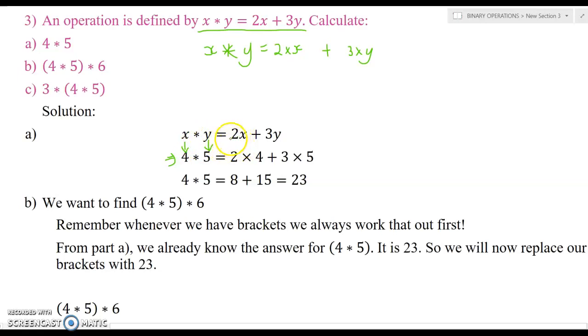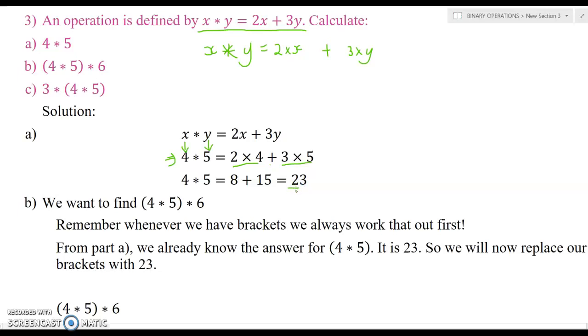So 2x, that'll be 2 times x, where x is now 4. So 2 times 4 plus 3y, which is 3 times y. Remember, y is now 5. So that'll be 3 times 5. So when we simplify, we get 8 plus 15, which is 23. The first one was pretty easy, right?